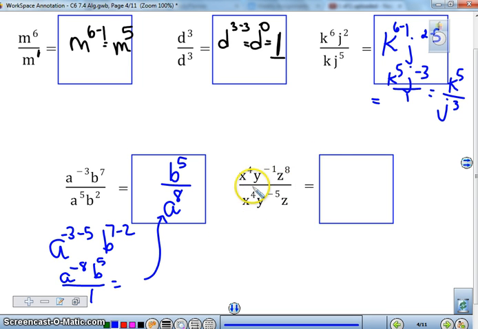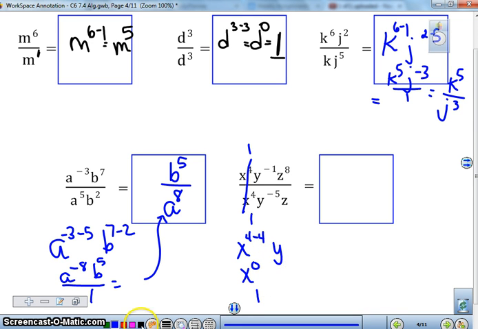The next one, x to the 4th over x to the 4th. Now we could subtract our powers, but what do we know if it's x to the 4th over x to the 4th, and that is exactly the same? That's the same as 1 over 1. What if you would have done x to the 4 minus 4? You would have got x to the 0. What's x to the 0? It is 1.